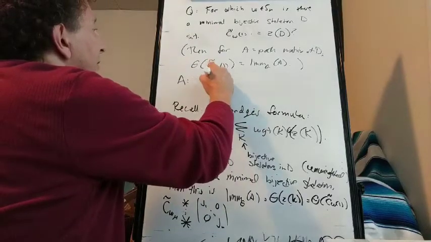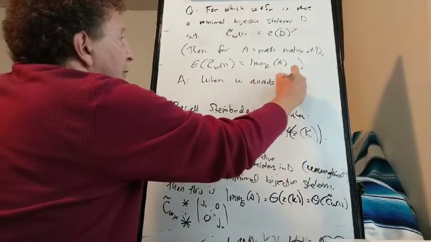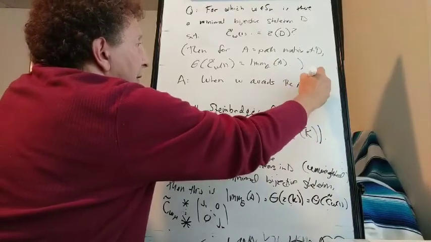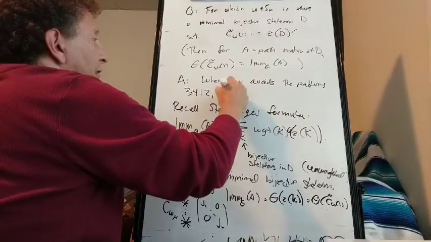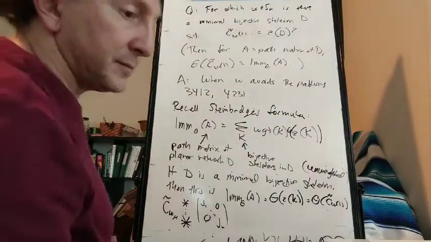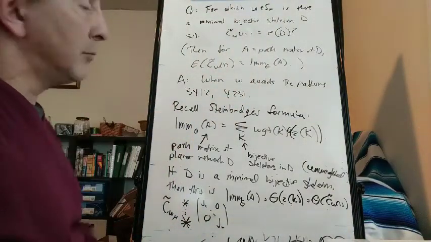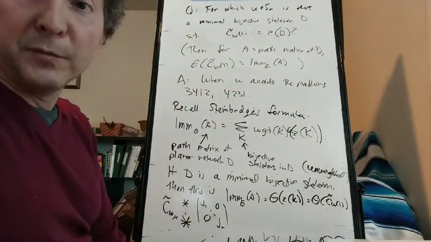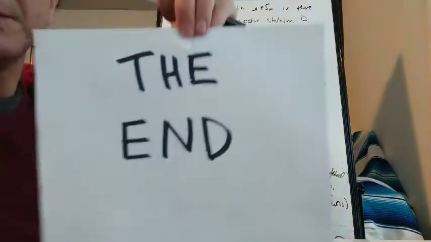And the answer is when W avoids the patterns 3, 4, 1, 2 and 4, 2, 3, 1. And we're going to look at that more closely in another video. The end.